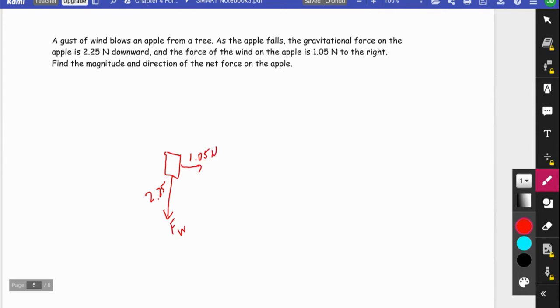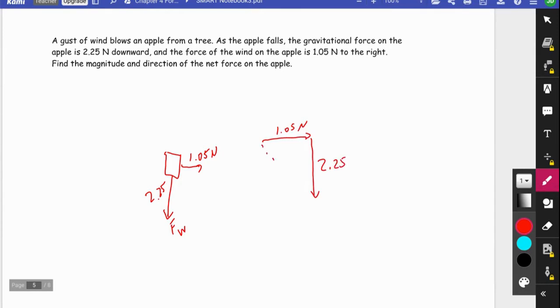Well, this is our first problem where we have a y direction and an x direction, but the x's or the y's aren't canceling each other out. So what we're going to do is turn this into a right triangle, which again is totally fine. 1.05 newtons to the right and 2.25 down.